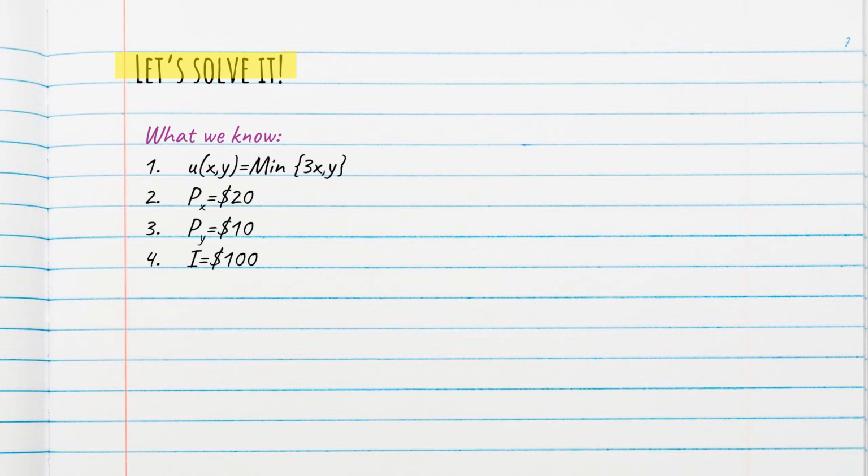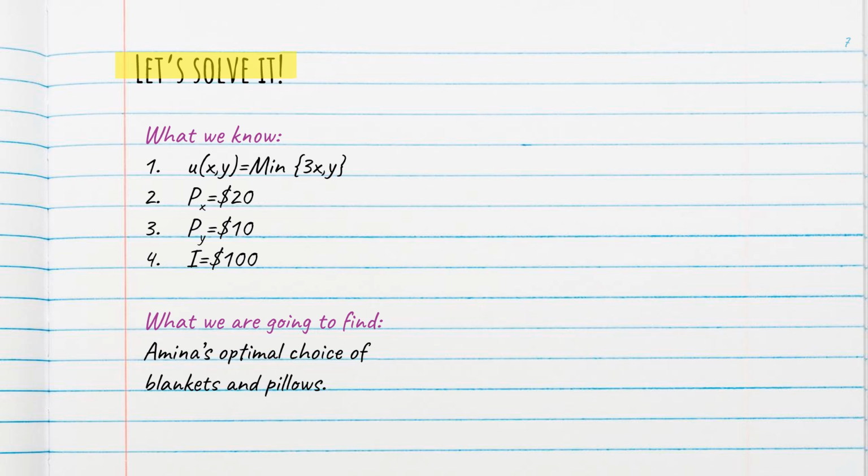Let's solve this question. Here's what we know: the utility function, the prices of the two goods, and the income. And we know we're going to find Amina's optimal choice of blankets and pillows. So we have two conditions that we have to meet, the no waste condition and the budget constraint. Let's fill in the information for these two conditions.